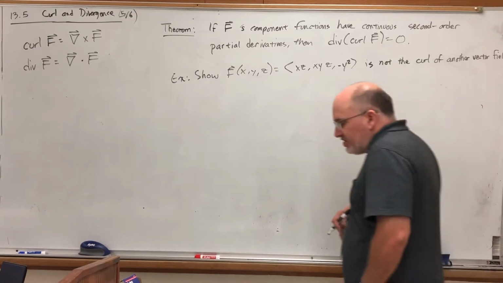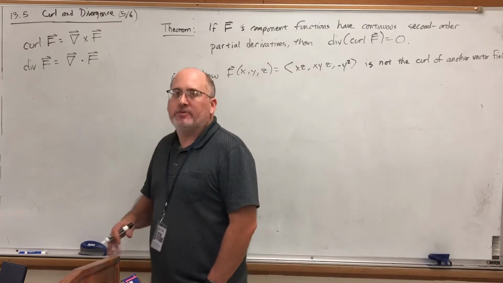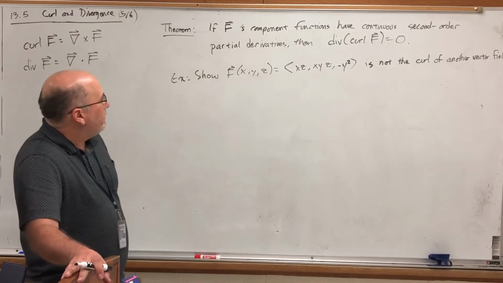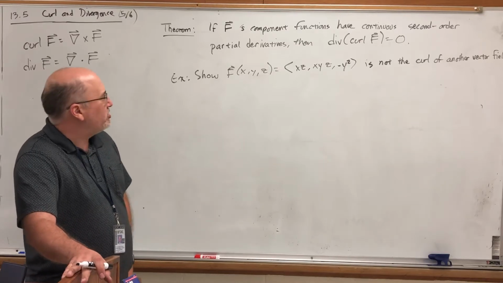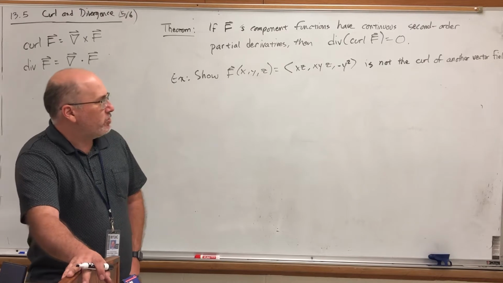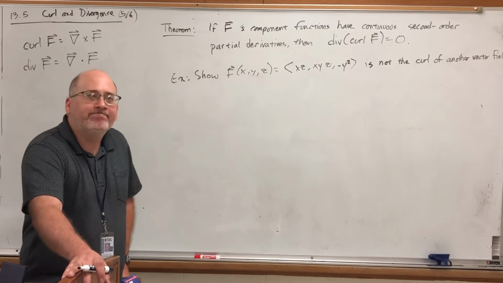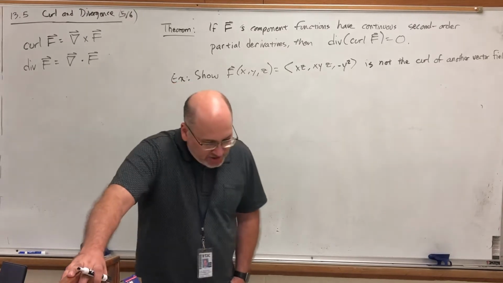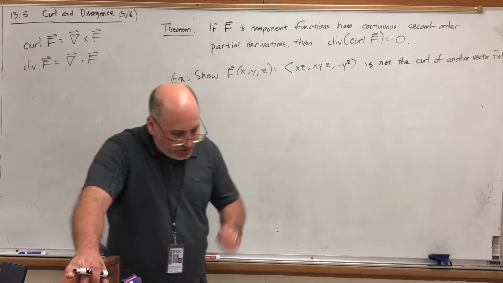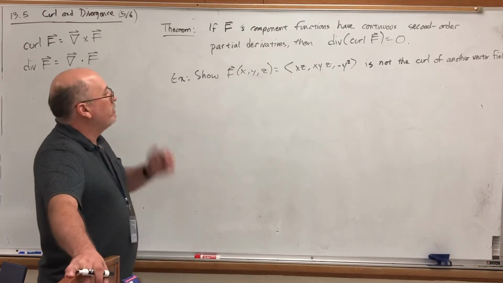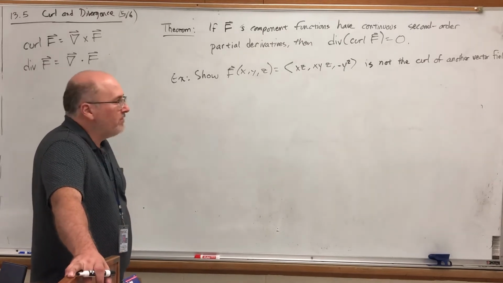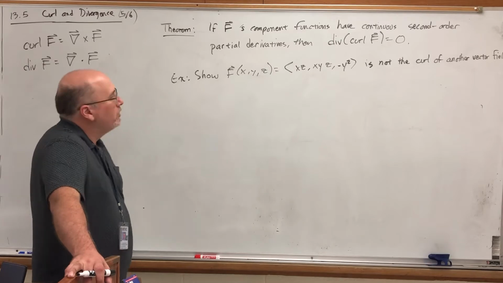And in this one, we're just going to state a theorem without proof. The proof is pretty easy. You just have to chase down definitions. But if f's component functions have continuous second-order partial derivatives, then the divergence of the curl of f is equal to 0. If you're looking in the textbook, it's on page 792, but it is a very short proof and relies 100% on the fact that mixed partial derivatives are equal, and therefore their difference is 0.